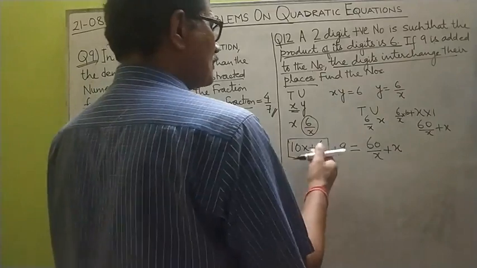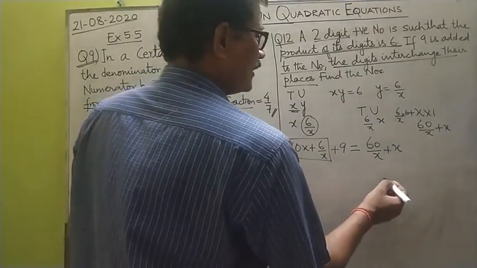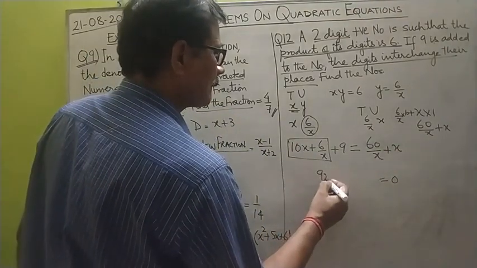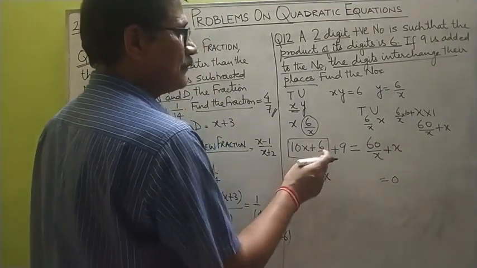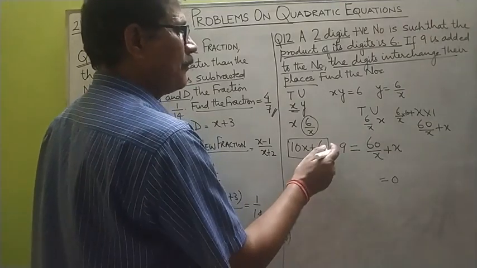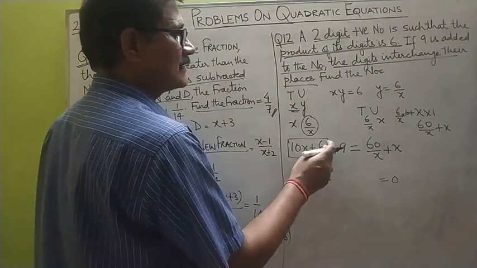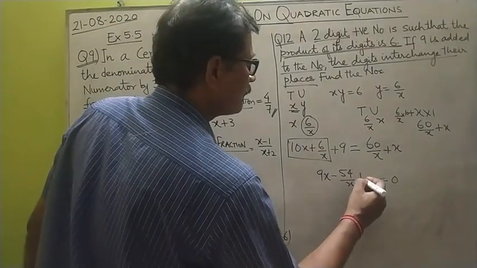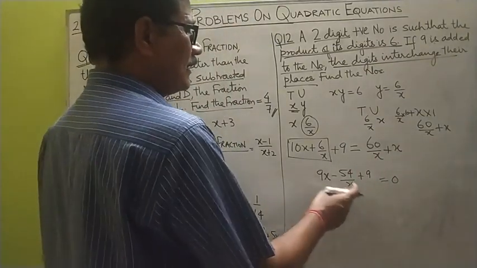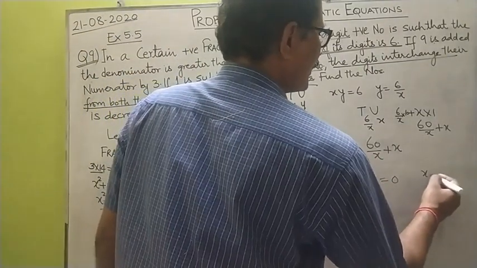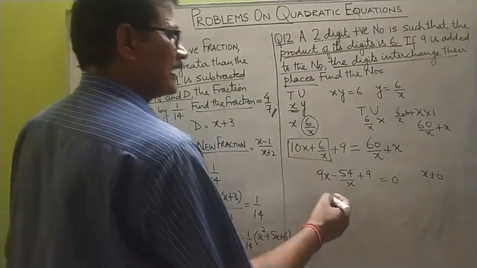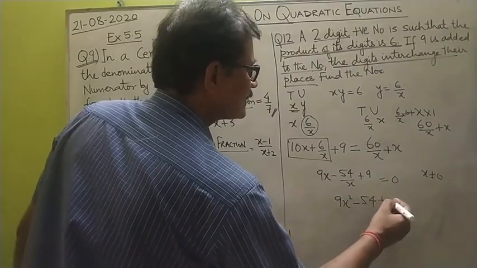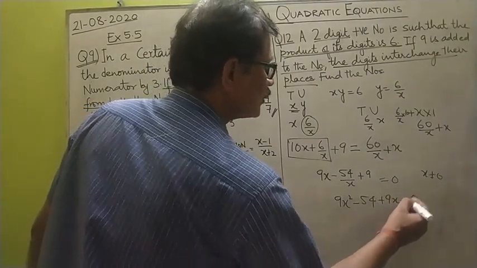Now shift all the terms towards the left hand side. We equate it to 0 here. We shift x first. 10x minus x becomes 9x. 60 upon x and 6 upon x are like terms. So I shift 60 upon x here, which comes as minus 60. So minus 60 and plus 6 becomes minus 54 upon x and plus 9. Now I multiply the equation by x, where I take x is not equal to 0. So I multiply the equation with x, it becomes 9x square minus 54 plus 9x is equal to 0.